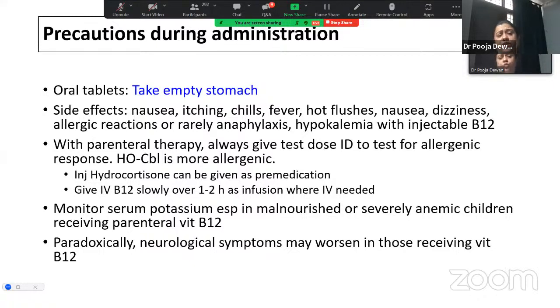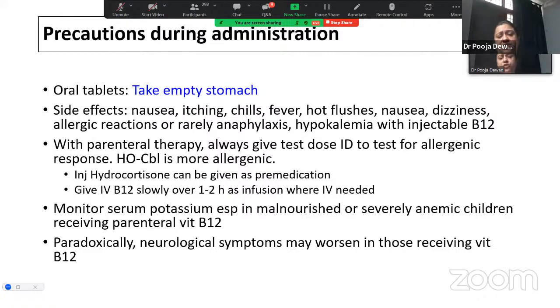With parenteral route, we recommend that you need to give a test dose before you give the injection, because it can be allergenic or lead to anaphylaxis. Hydrocortisone can be used as pre-medication. And whenever you are giving parenteral B12 as an IV injection, which we said was only in severe conditions with severe thrombocytopenia, it needs to be given very slowly as an injection. Potassium levels should be monitored, particularly in those who are malnourished or severely anemic.